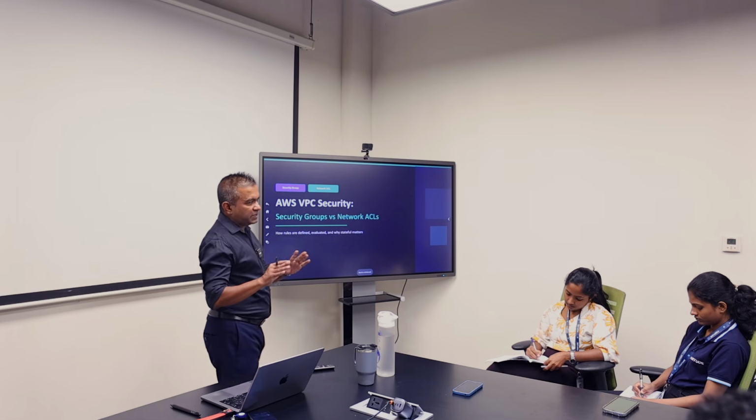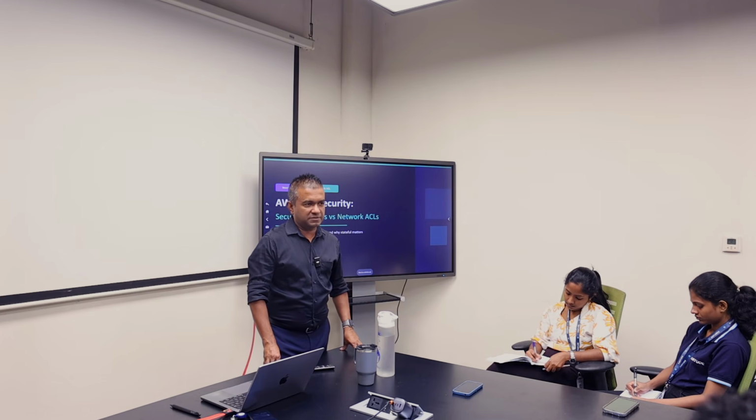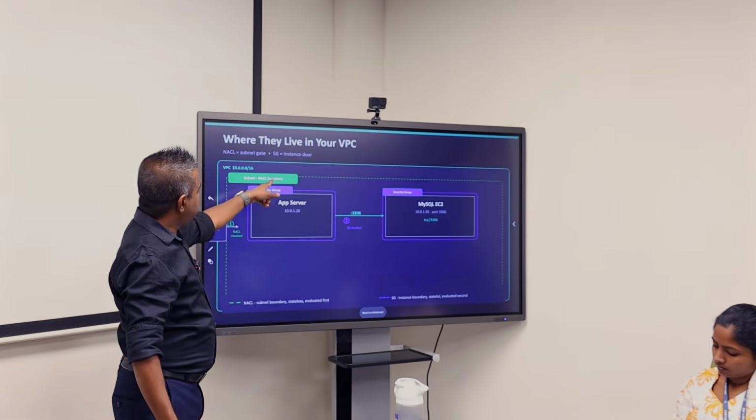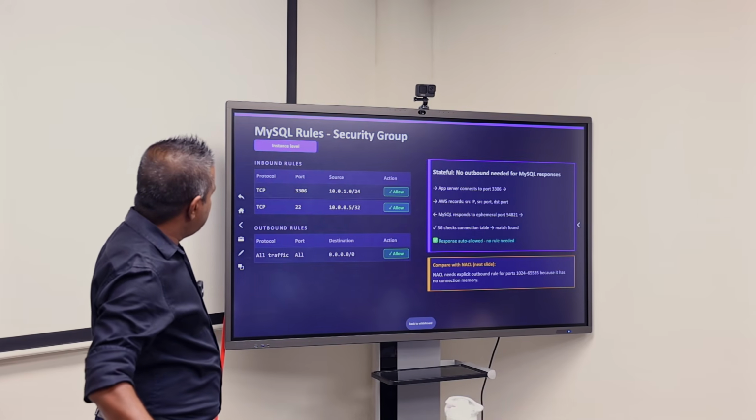So this is not only for the request-response model. For any network traffic, these firewalls apply. So this is what I explained before. You have the security groups, right? Two security groups for the app server and the MySQL server, and then you have a NACL boundary. I don't remember this slide. This is very old.